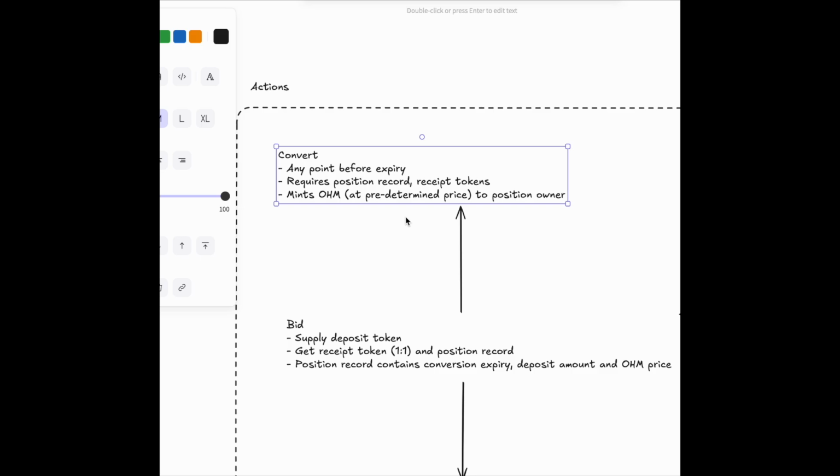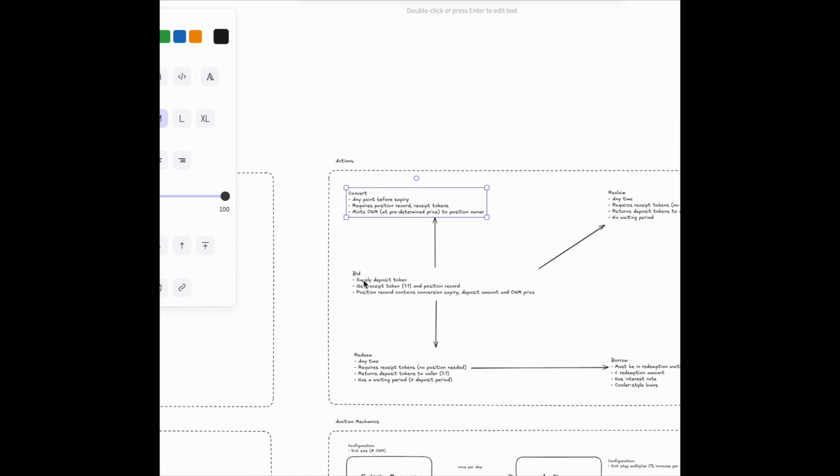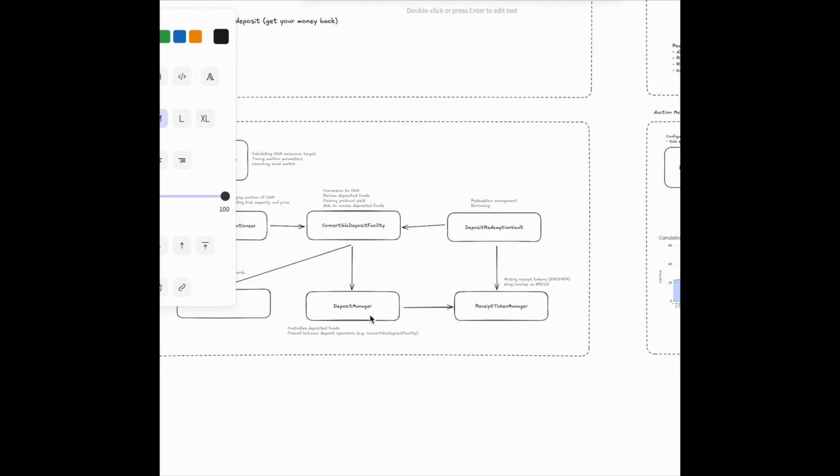And what it does when you convert is it will mint the OHM to you as the position owner, and the deposit that you have provided at the time of bidding will be transferred into the treasury. One thing I'll note about all of this is that all of the deposits that come in at the bid stage, these are not held in the treasury.